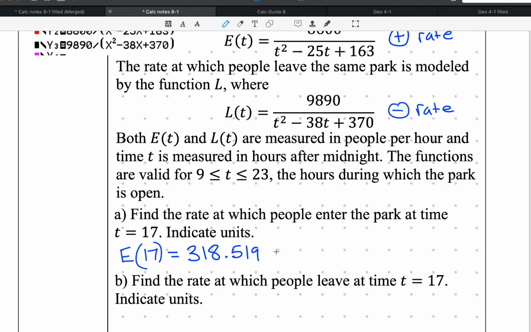Again, 518 would still be correct on the AP test because you can just truncate and disregard this, or you can round. Does this make sense? I'm going to do units in a second, but that's kind of my hint as to where I'm going. Does it make sense to have a decimal?